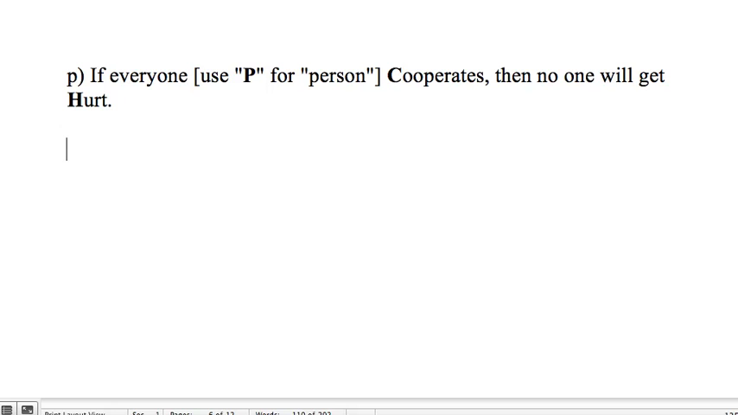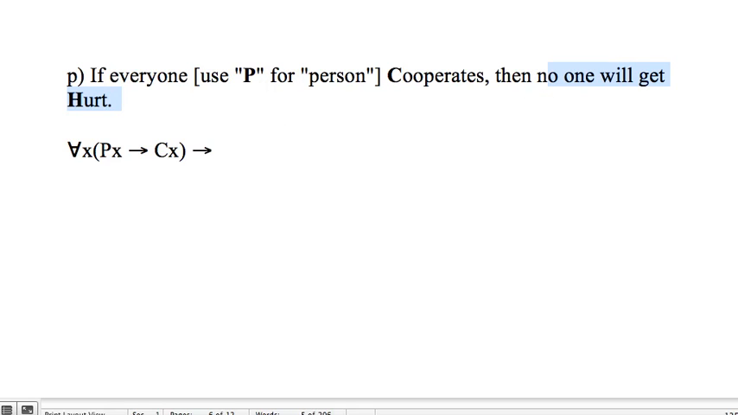Its antecedent is everyone cooperates. Its consequent is no one will get hurt. But the main operation is the arrow. So we start out by saying everyone cooperates. That's our antecedent. For all x, if x is a person, then x cooperates. And because the whole sentence is a conditional, we start this way. If every person cooperates, then no one will get hurt.